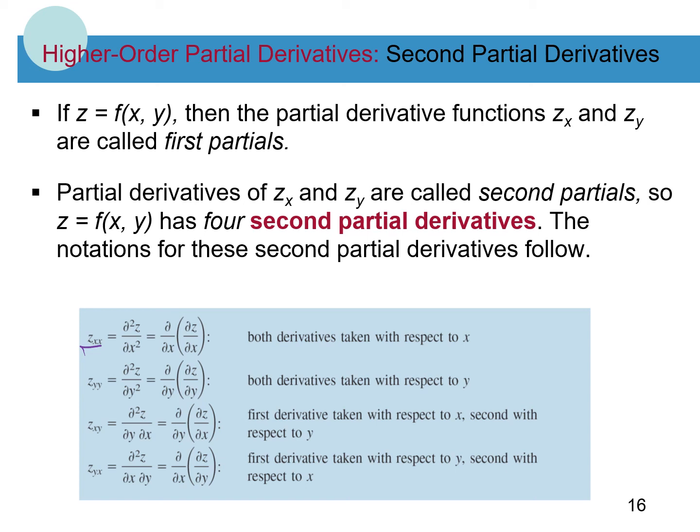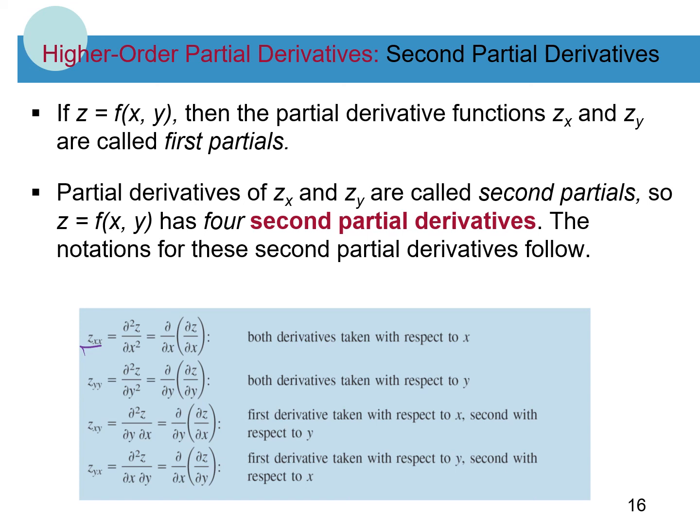Then the second one, let's say we differentiate with respect to y twice, zyy, then we can denote this as d squared z over dy squared. Therefore, we have d over dy multiplied by dz over dy. Then both the derivatives are taken with respect to y.